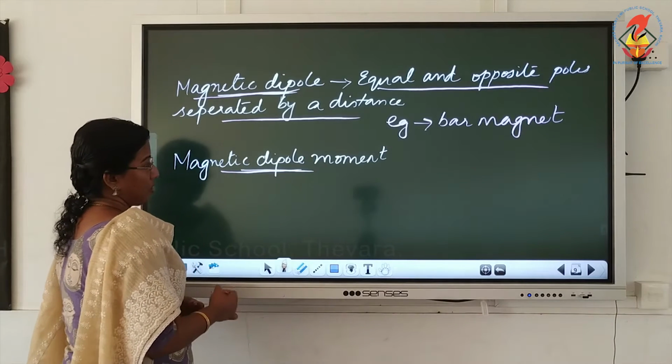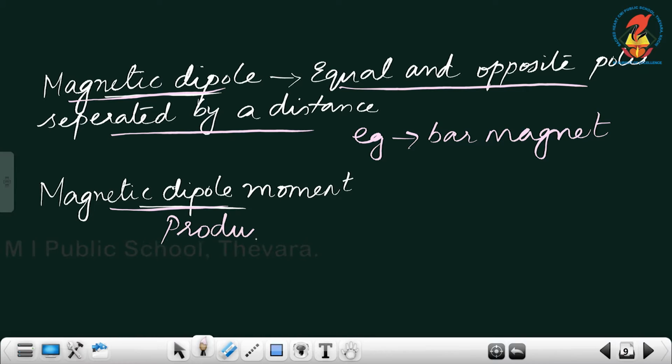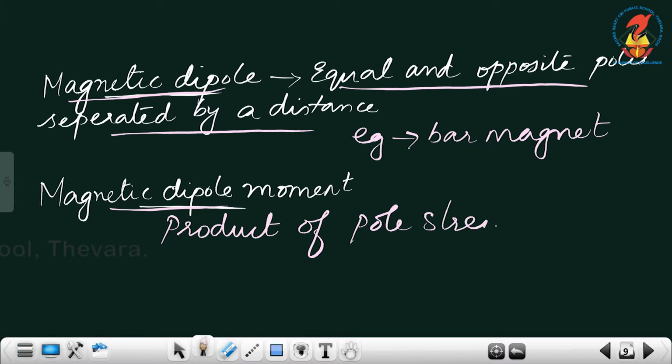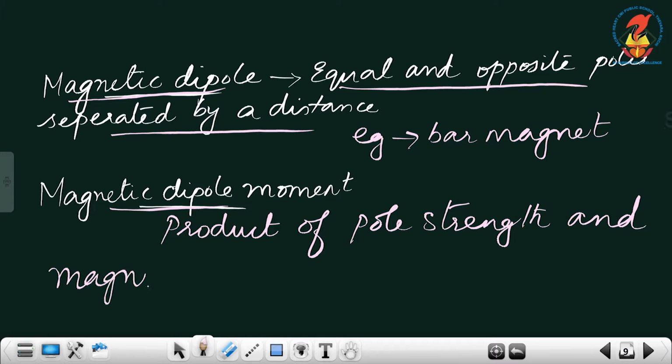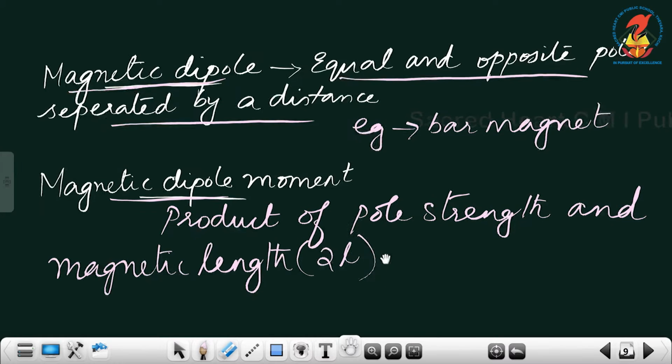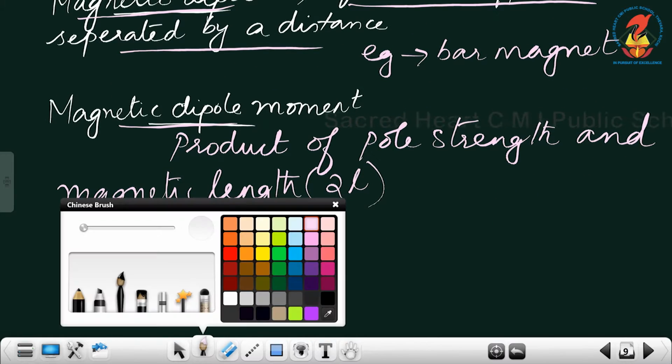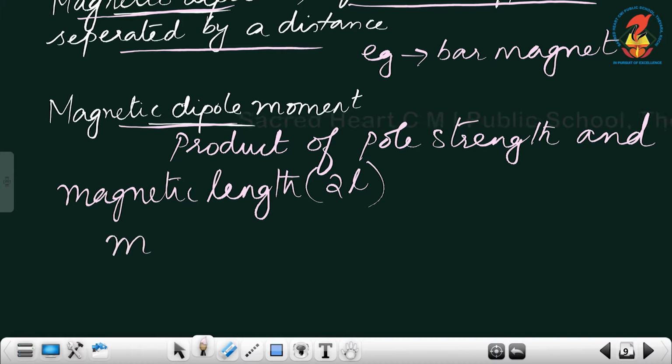Magnetic dipole moment is actually the product of pole strength and magnetic length, and it is denoted by the small letter m. So m is equal to magnetic pole strength into magnetic length 2L.